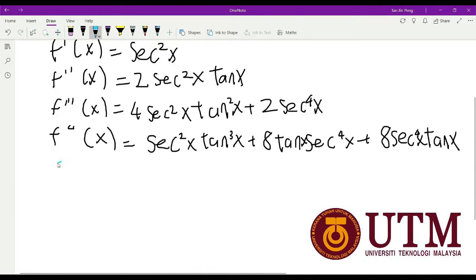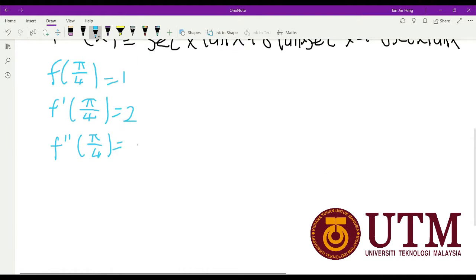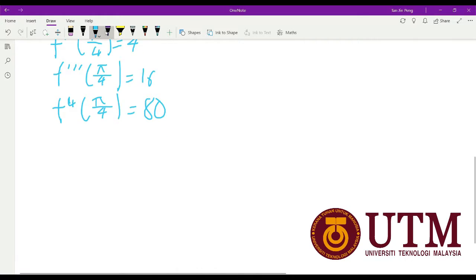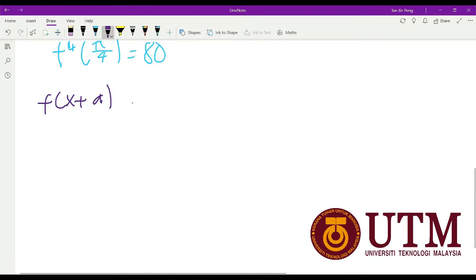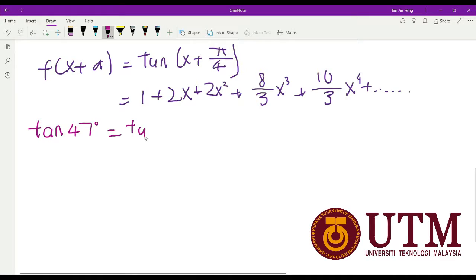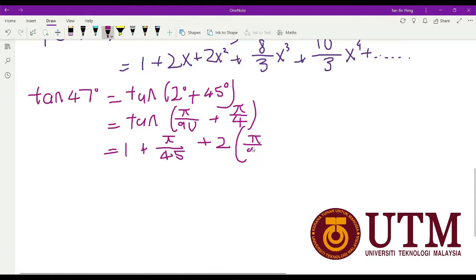Okay. After that, we'll set x equals pi over 4 and substitute it into every derivative to find the exact value for later use. After that, we'll use f(x plus alpha) equals tangent of x plus pi over 4. We'll expand it using the Taylor series formula and the values we got before. After that, we'll find tangent 47. We'll substitute the value into this function, then into the Taylor series, which allows us to find the exact answer.